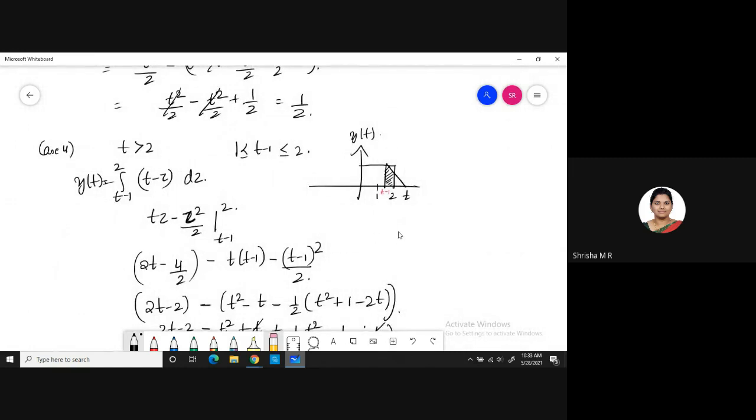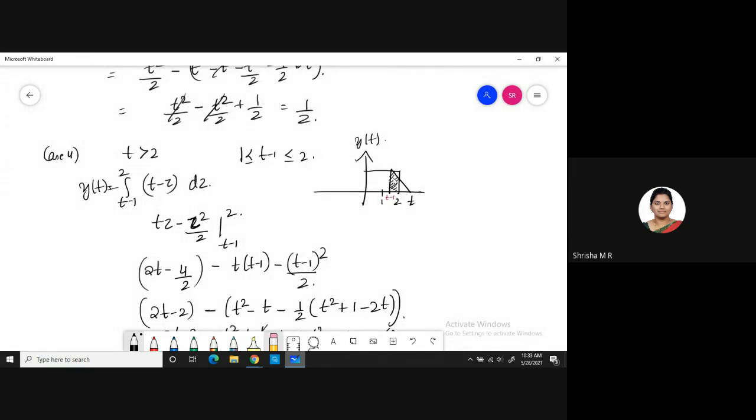Okay. So next, our t has moved one step forward. It is greater than 2, but our t minus 1 is between 1 and 2. So this is the scenario. The overlapping space is from t minus 1 to 2. Okay, so integral t minus 1 to 2, t minus tau into d tau. So if you integrate this, you'll get t tau minus tau square by 2.